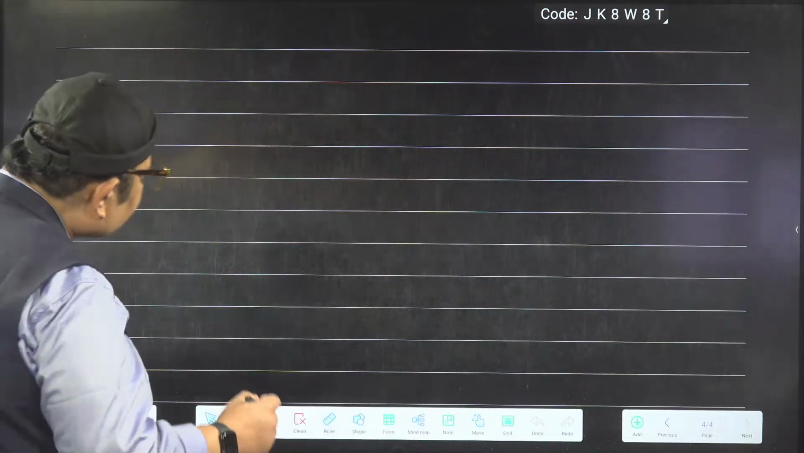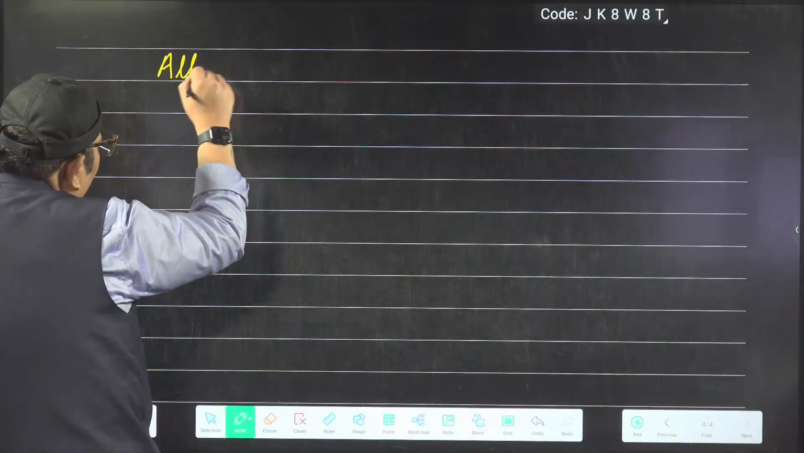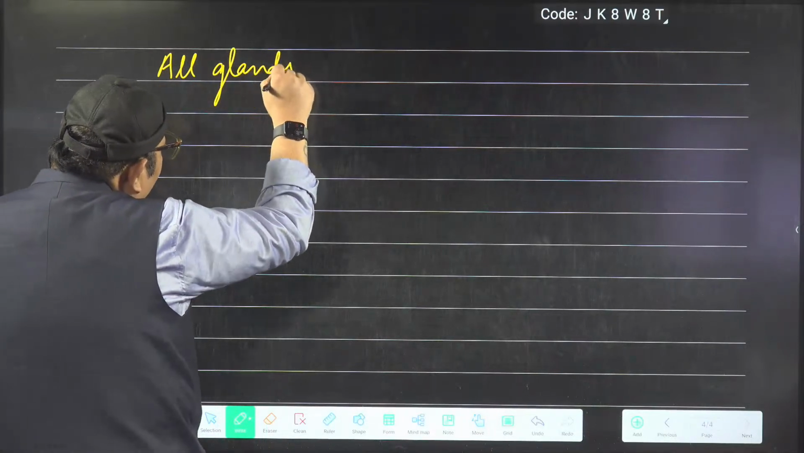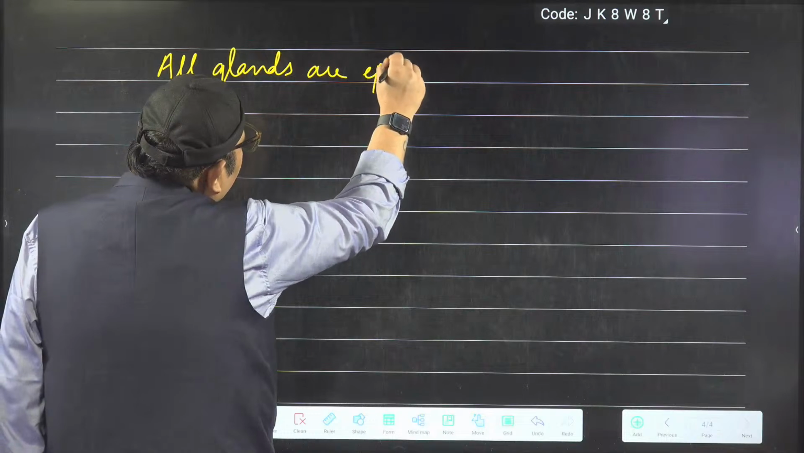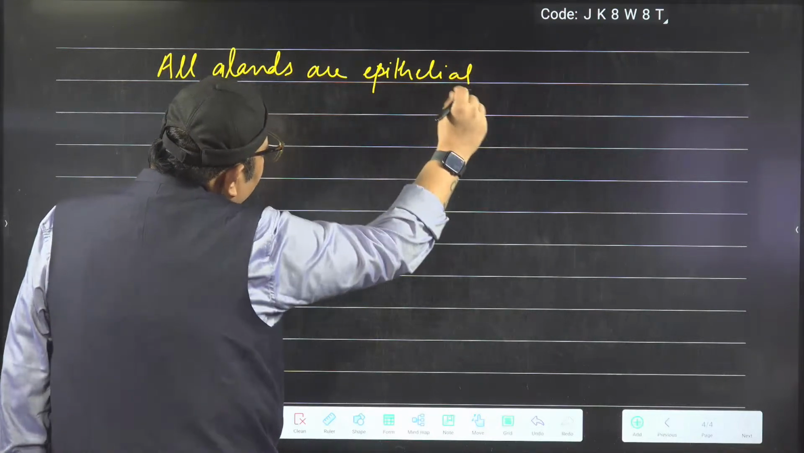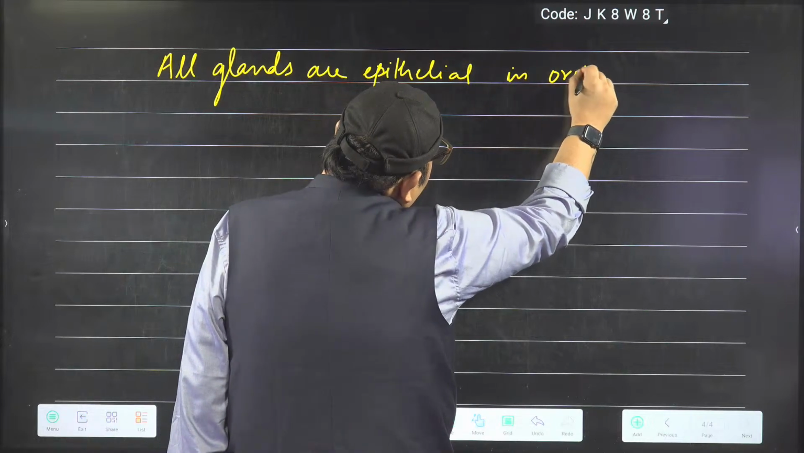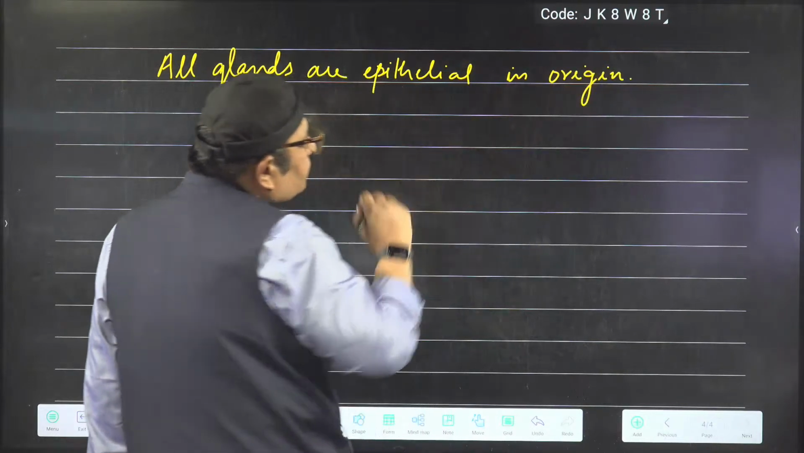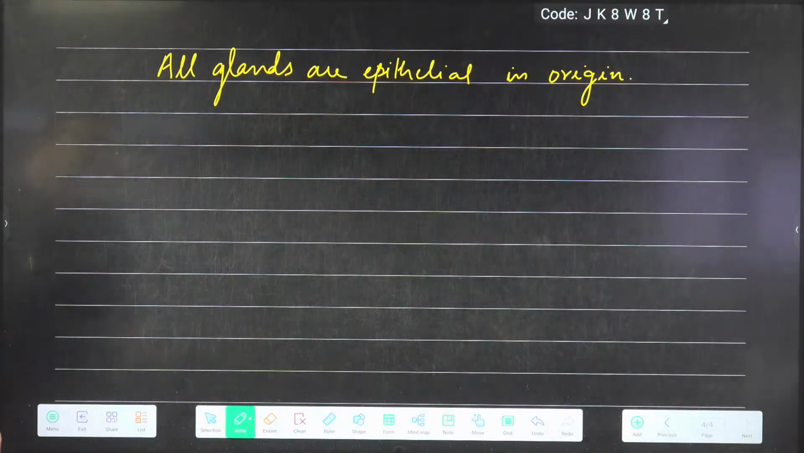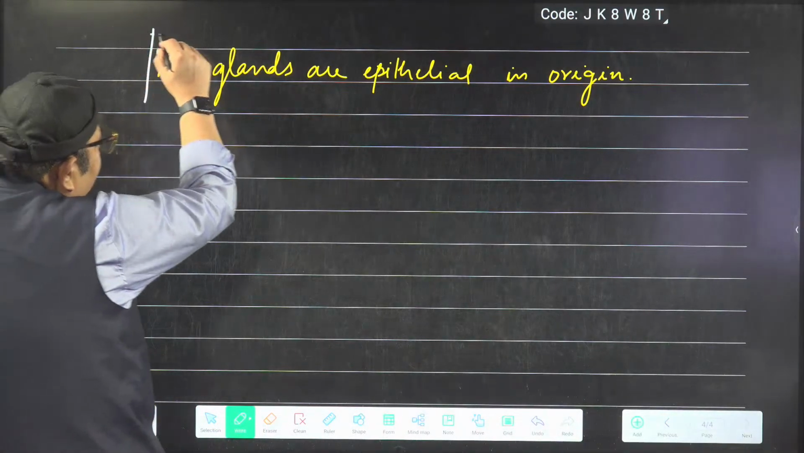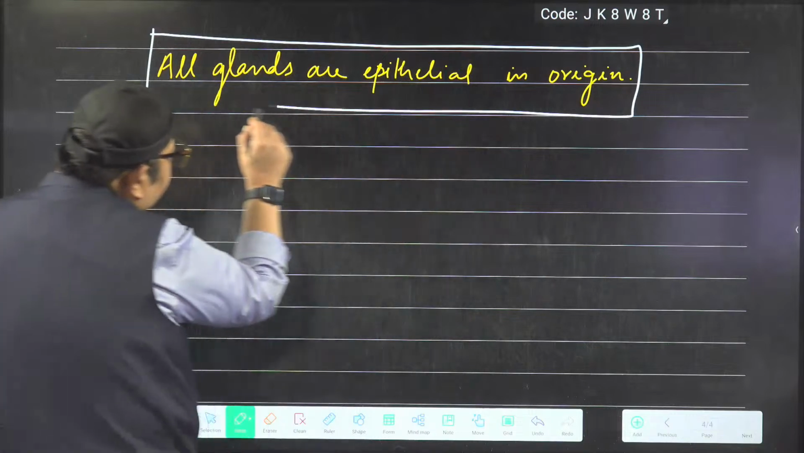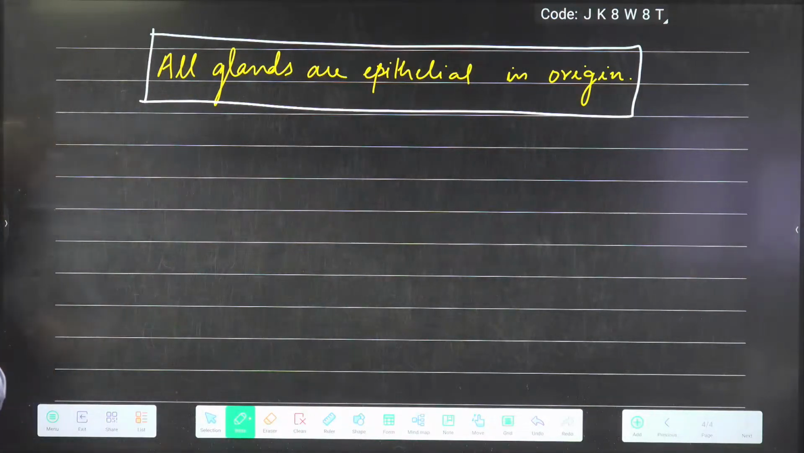Number 3, I want to add one more point about the glandular epithelium. Only one point I have to write here: all glands are epithelial in origin. All glands are epithelial in origin. Please learn this fundamental statement that all glands are epithelial in origin.